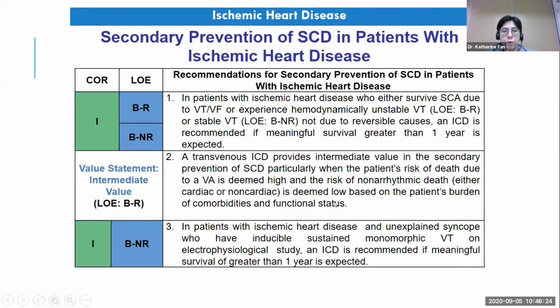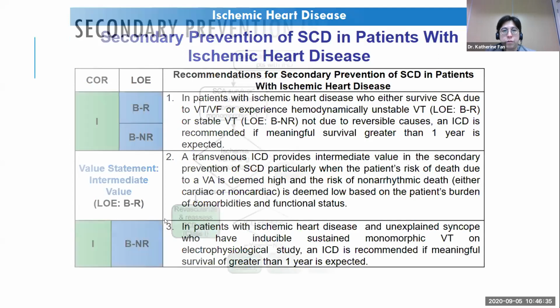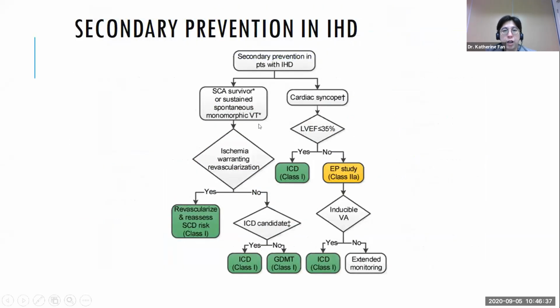You have to look at the risk. All these are in ischemic heart disease with unexplained syncope and inducible VT on electrophysiology. These are all Class 1 indications. And this is the flow chart. So either it's a sudden cardiac death survivor, or documented monomorphic sustained VT, or a patient with cardiac syncope with low ejection fraction. This is how the secondary prevention flow diagram for ischemic heart disease is shown very well, simple and illustrated here.